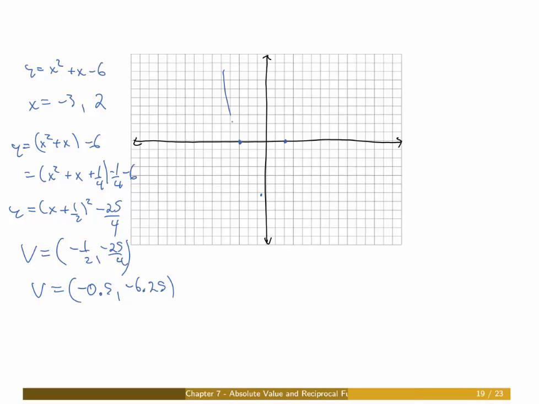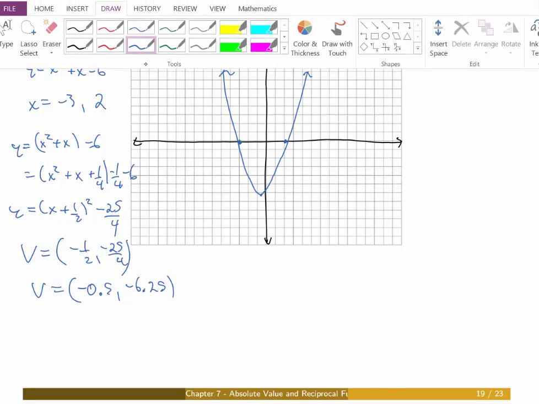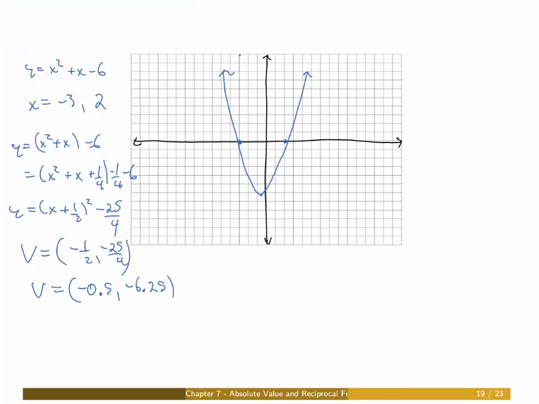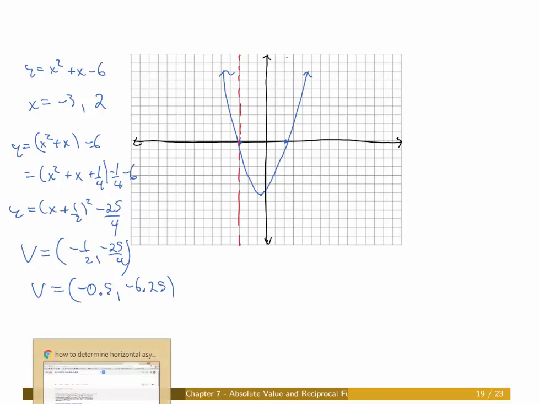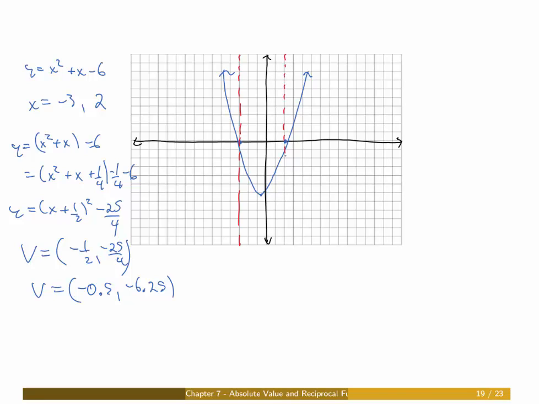And here we are. Okay, so now that we're left with that, now all we have to do is plot the vertical asymptotes, which occur right at the x-intercepts, which we get the following. Okay, horizontal asymptote at y equals 0. So x equals 2, x equals negative 3, right, from before, from previous.